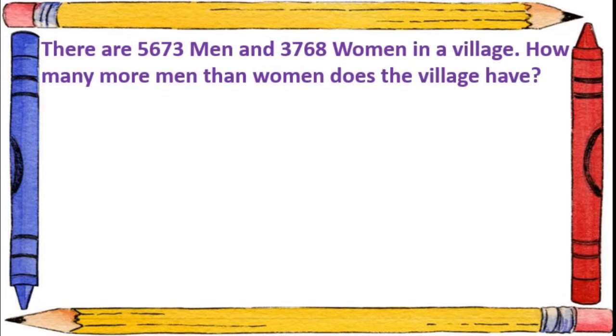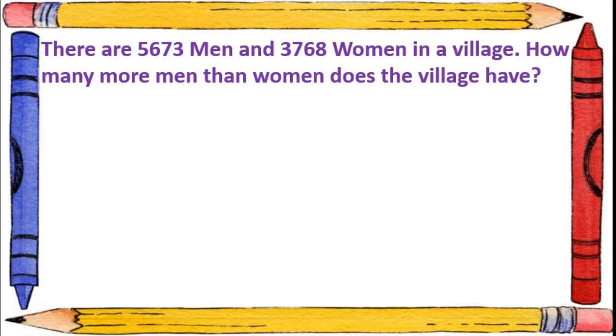We will read the problem first. There are 5,673 men and 3,768 women in a village. How many more men than women does the village have? Means again one village is there, there are so many men and so many women, and the numbers are given. Correct? We have to find out how many more men are there in the village compared to the women.